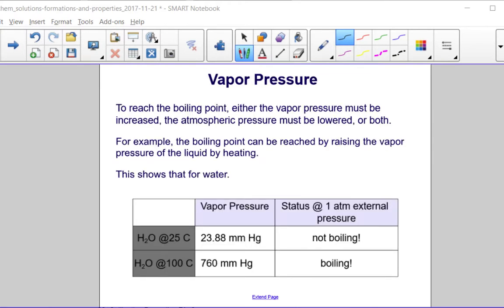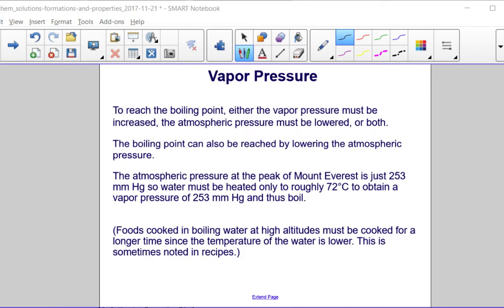To reach the boiling point, you can do two things. You can increase the vapor pressure, you can lower the atmospheric pressure, or you can do both. So I have this example for water here. All I've done is increase the temperature. I went from 25 degrees C to 100 degrees C. You saw the graph of the exponential relationship between pressure and temperature before. So as you increase the temperature, you increase the vapor pressure. When the vapor pressure is equal to atmospheric pressure, you get boiling. The vapor pressure of water at room temperature is 23.88 millimeters of mercury, and we know that water at room temperature is not boiling. If I heat that water up to 100 degrees Celsius, the vapor pressure is 760 millimeters of mercury, which is standard atmospheric pressure. And when that happens, we get boiling.